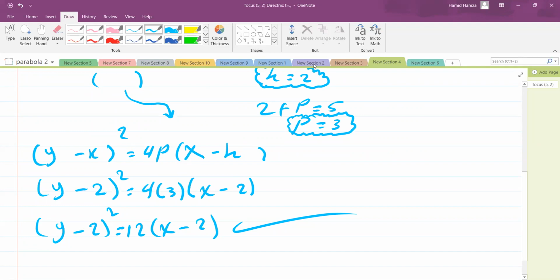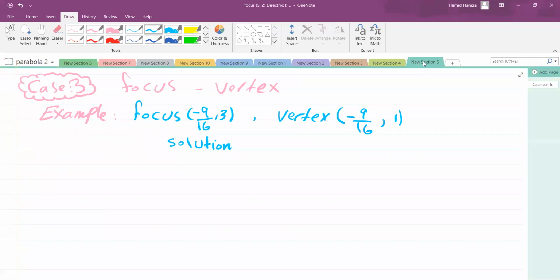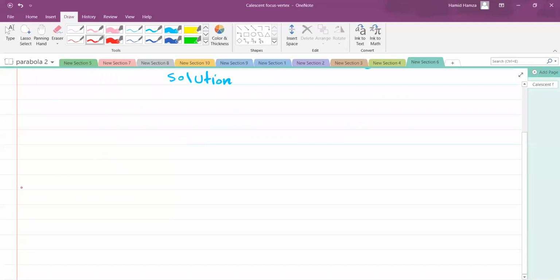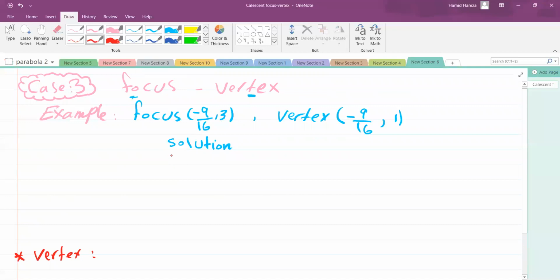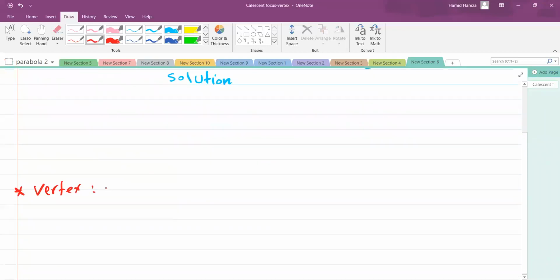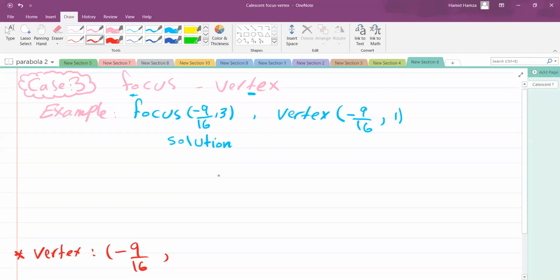If you have no question, I'll go directly to the last example. Case 3, we are given here the focus and what? The vertex. Okay. So again, here is the vertex. We always work with the vertex. We are given the vertex here, which is what? Negative 9 over 16, and 1.